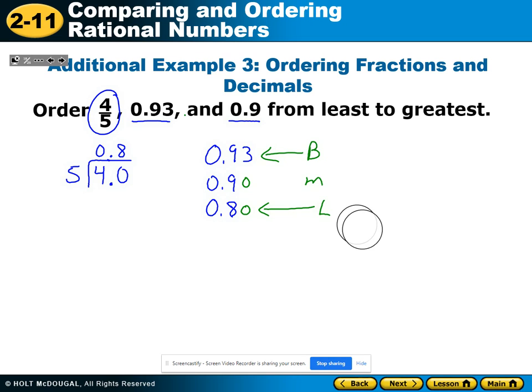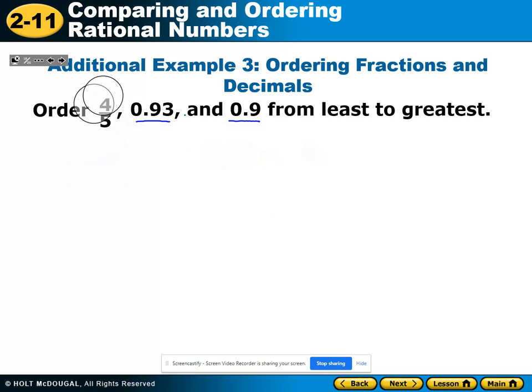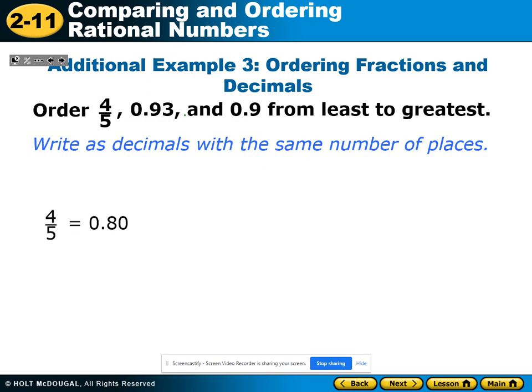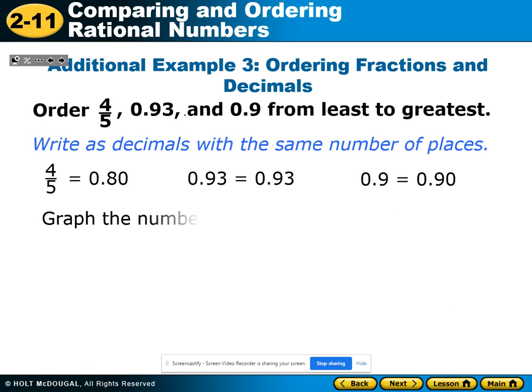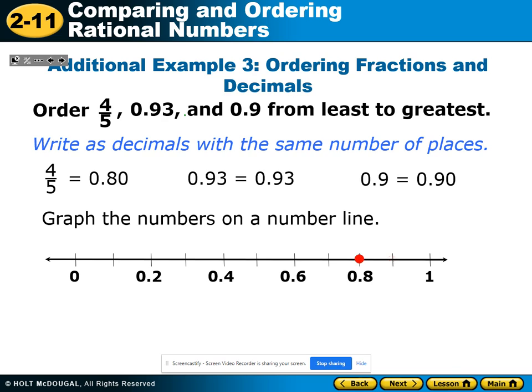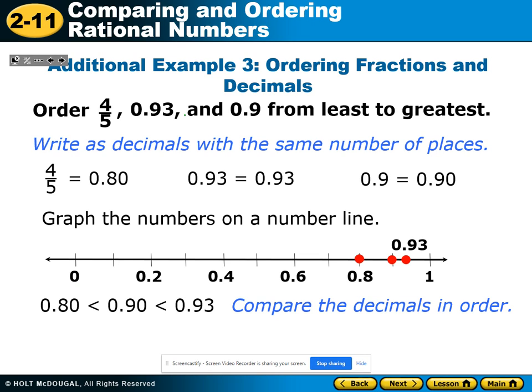Let's see if they see it the same way. Write them all as decimals. So there we go. And there we go. Graph the numbers on a number line. We do that. And yes, we got them correct. All right, compare the decimals in order. There they are. 0.8, 0.9, 0.93. We did it right.